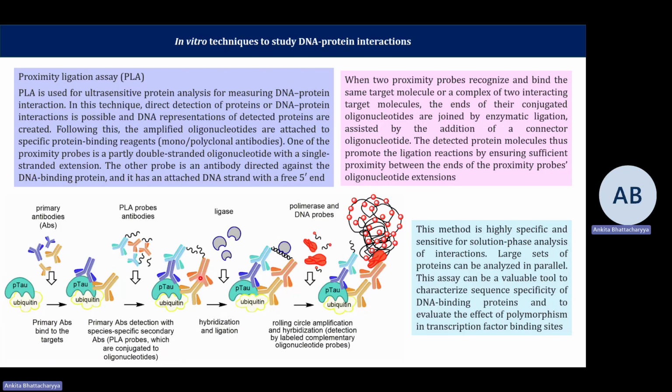So after hybridization and after ligation by the ligase, as you can see here, rolling circle amplification is carried out, and detection by labeled complementary oligonucleotide probes is also carried out. This method is highly specific and very sensitive for solution phase analysis of interactions. Large sets of proteins can be analyzed in parallel. And this assay can also be a very valuable tool to characterize sequence specificity of DNA binding proteins and to evaluate the effect of polymorphism in transcription factor binding sites.